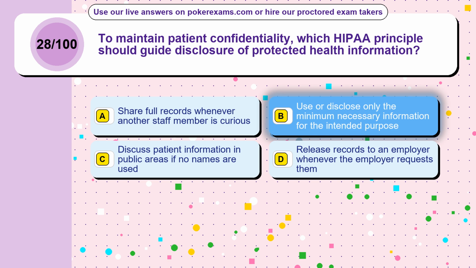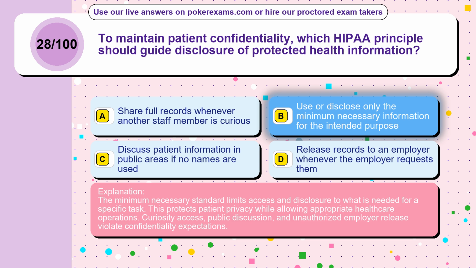Use or disclose only the minimum necessary information for the intended purpose. The minimum necessary standard limits access and disclosure to what is needed for a specific task. This protects patient privacy while allowing appropriate healthcare operations. Curiosity access, public discussion, and unauthorized employer release violate confidentiality expectations.